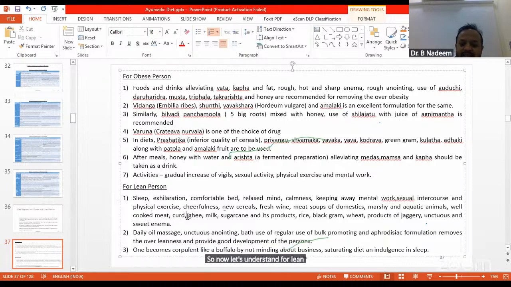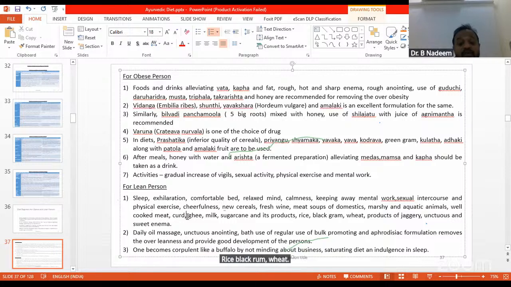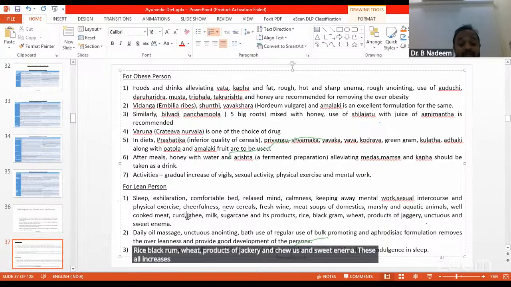Sleep, acceleration, comfortable bed, relaxed mind, calmness, keeping away from mental work, sexual intercourse, physical exercise, cheerfulness, new cereals, fresh wine, meat, soup of domestic and marshy aquatic animals, well-cooked meat, curd, ghee, milk, sugarcane and its products, rice, black gram, wheat, products of jaggery, anchovies, and sweet things. These activities and foods have been advised for the lean person.